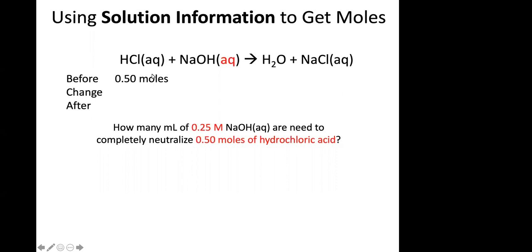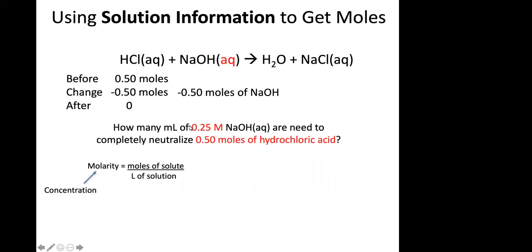We still are talking about half a mole of HCl that we're going to use up. We still are going to see that that's going to require half a mole of sodium hydroxide. The only difference is that instead of asking for grams, we're asking about the solution. If you remember our solution information, we mentioned it just a second ago. Molarity is moles per liter.